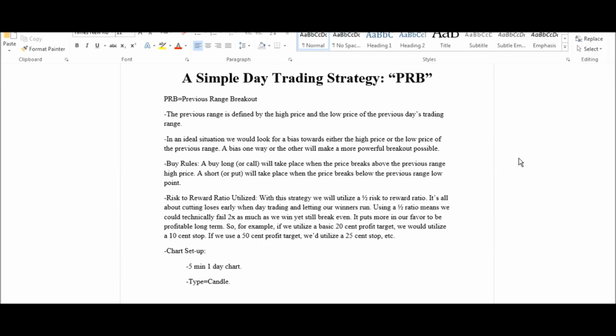So for example, if we utilize a basic 20-cent profit target, we would utilize a 10-cent stop. Okay, the profit target is double the stop. If we use a 50-cent profit target, we'd utilize a 25-cent stop.